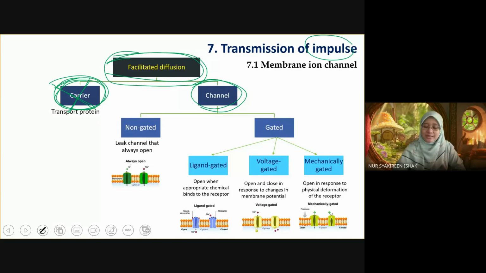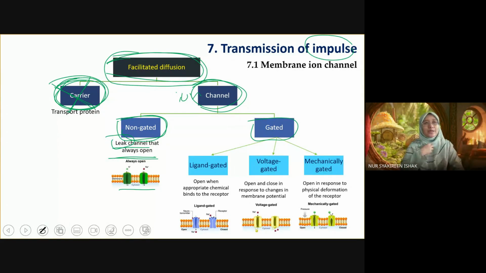This ion channel can be non-gated or gated. Non-gated means that the channel is always open, and because it is always open, we call it a leak ion channel. Why the term leak ion channel? If for example we have a bottle filled with water, why does the bottle leak? Because water from the area with more water goes to the area with less water. That is a leak. So the same goes for the non-gated channel.